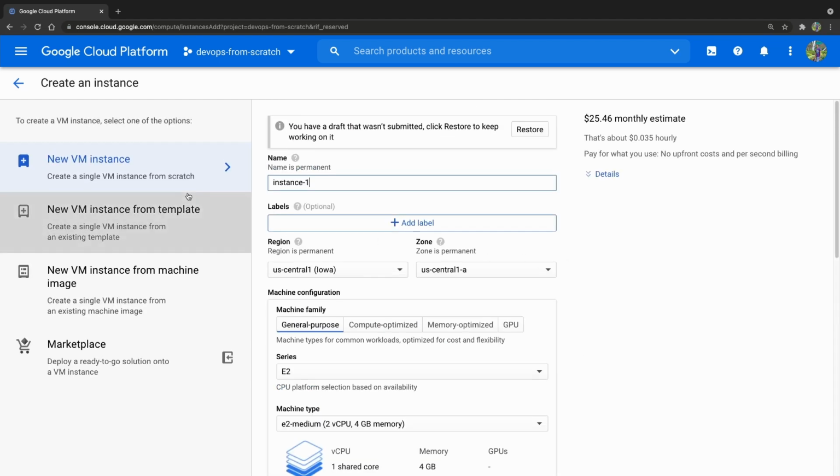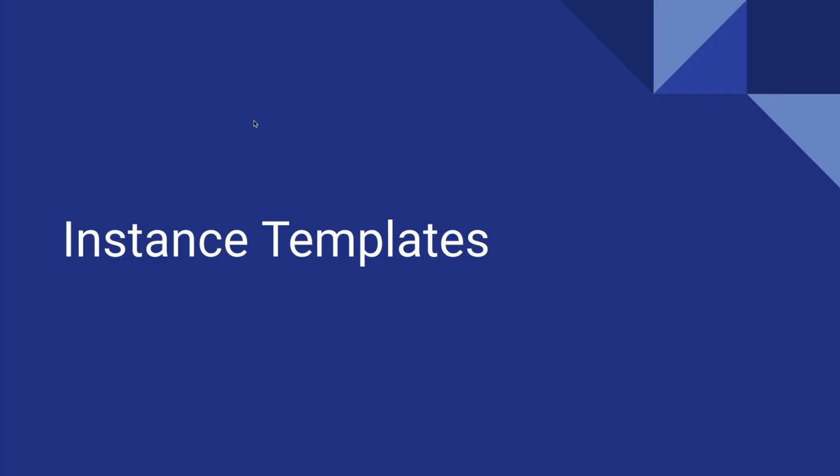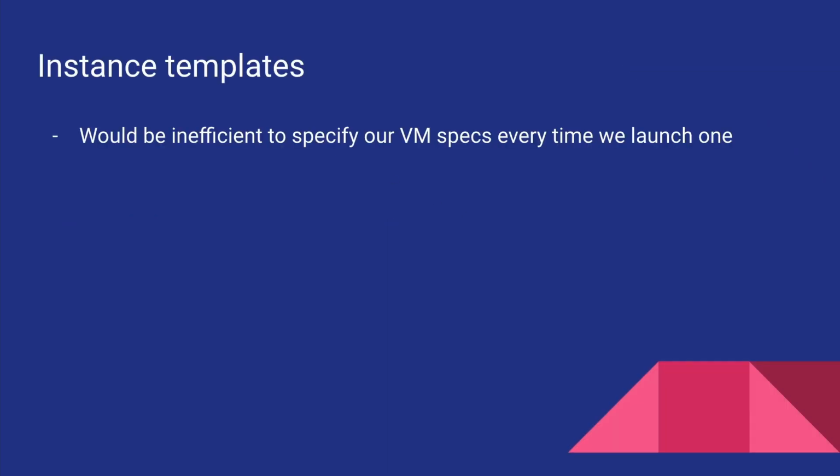There's a better way to handle this and it's through using instance templates. So here on the same page where we create a new instance, we can see an option called a new VM instance from template. So that's what we're going to talk about today, instance templates. Why do we need instance templates? Because it's a lot inefficient to specify the VM specs every time we are trying to launch a new virtual machine. Our needs are usually fixed, like we have a fixed instance type and the SSH key, the firewall rules, etc. So it makes sense to have a template with all these details pre-populated.